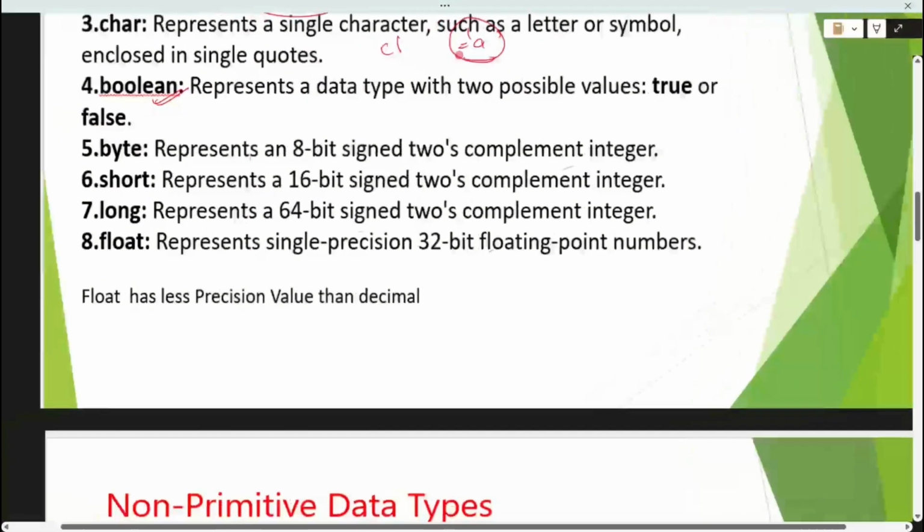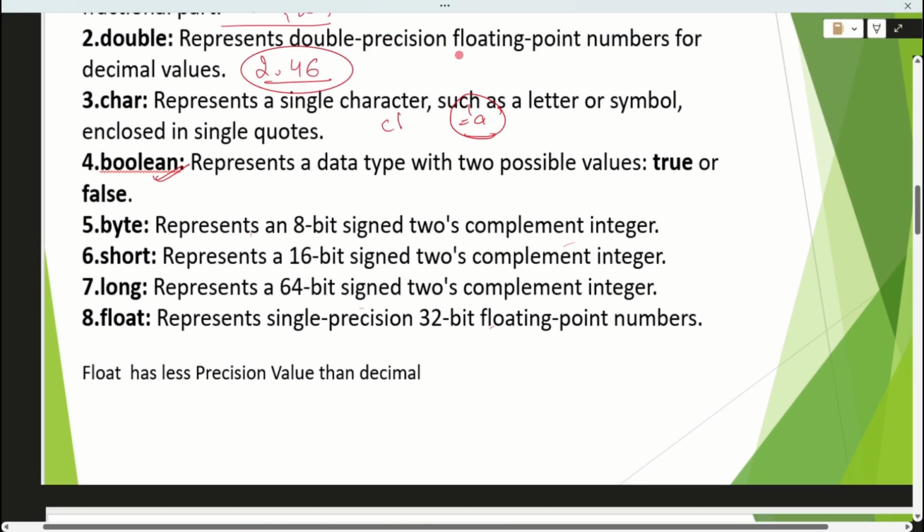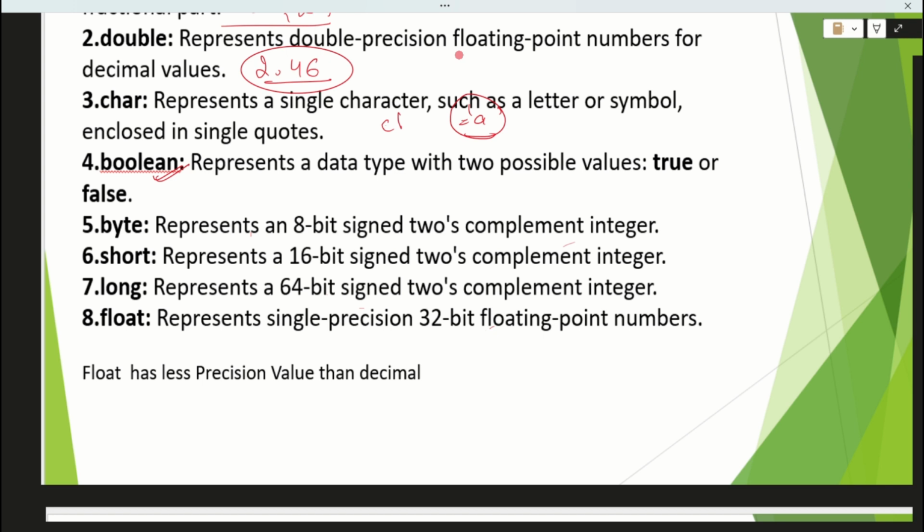Now what is the difference between float and double? There must be a question in your mind. Float has less precision than double, like there are not enough digits after the point. A double can have a lot of digits after the point, but a float cannot have a lot of precision values. I hope the things are clear to you. Float has less precision than double.